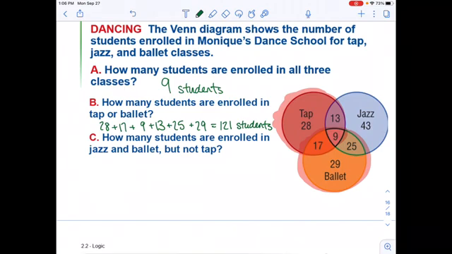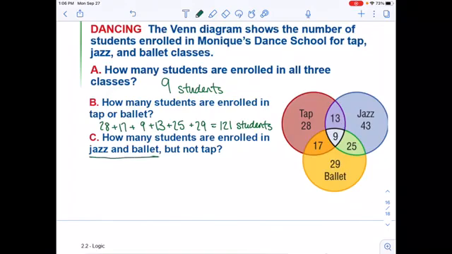Now, how many students are enrolled in jazz and ballet but not tap? So the and means that they must take both. So when they take both, it's in this section here. They have jazz and ballet as classes. But notice it says not tap. Because these 9 students in here also take tap, they are not included in that amount. So we have 25 students that take both jazz and ballet, but not tap. Okay?